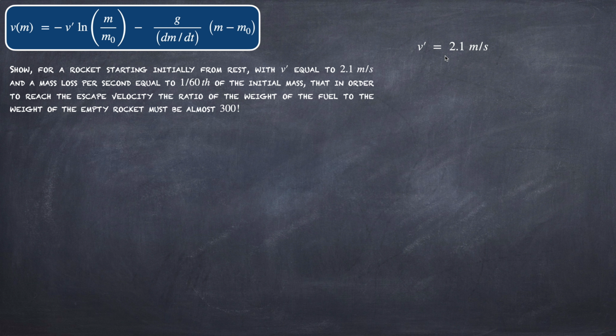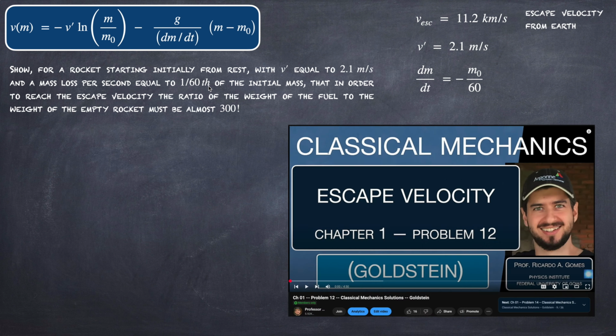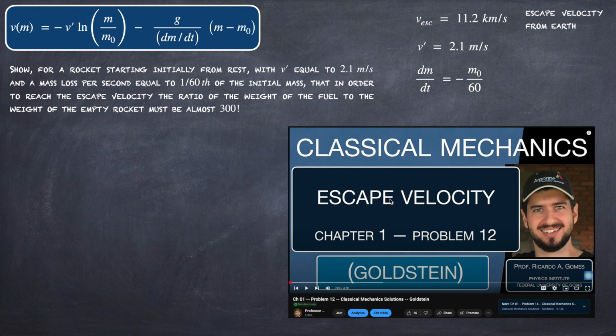So from this, we can write that v prime is equal to 2.1 meters per second, and the mass loss per second, which is dm dt, is equal to 1 over 60 of the initial mass. And of course, this is a loss rate, so there is this negative sign here. What is the escape velocity? Well, we have already calculated the escape velocity from Earth in the previous problem, problem 12. There is a video on that in our playlist, and the value considering no atmospheric friction is 11.2 kilometers per second. That is the escape velocity from Earth.